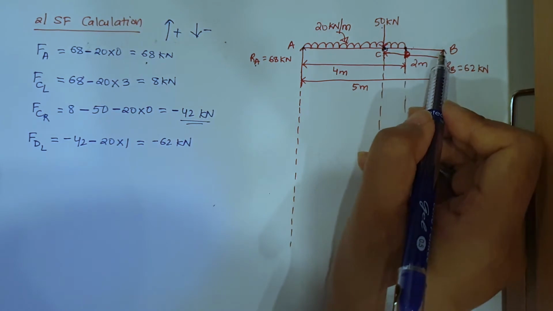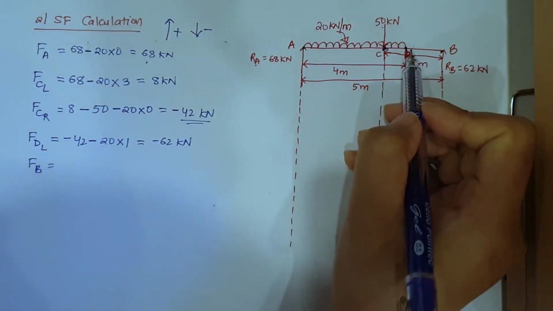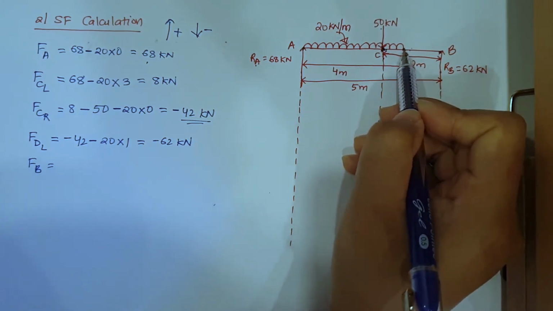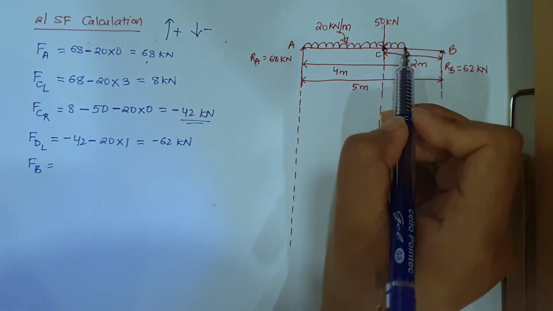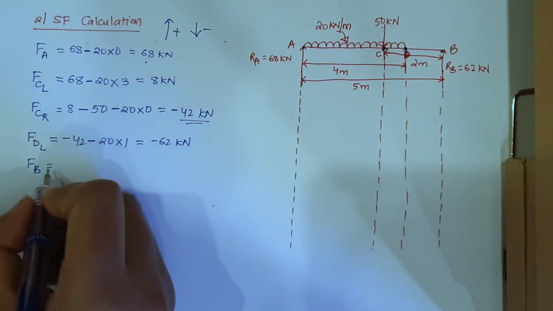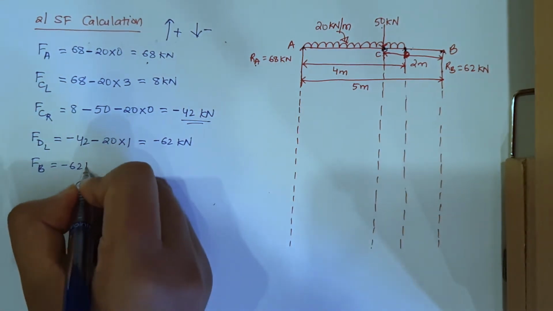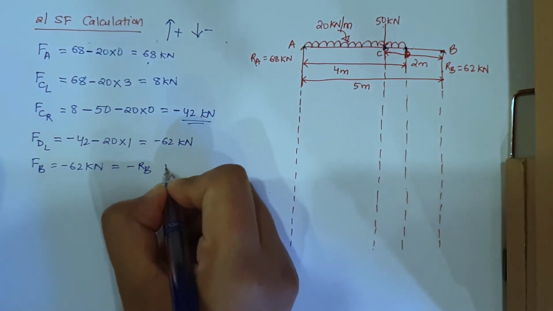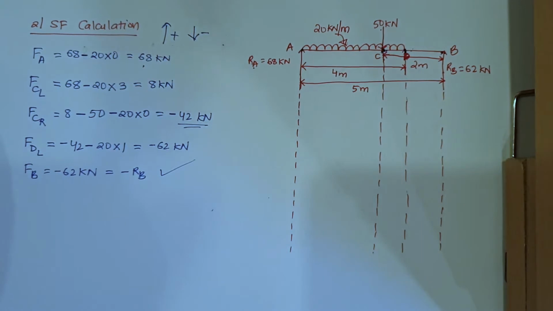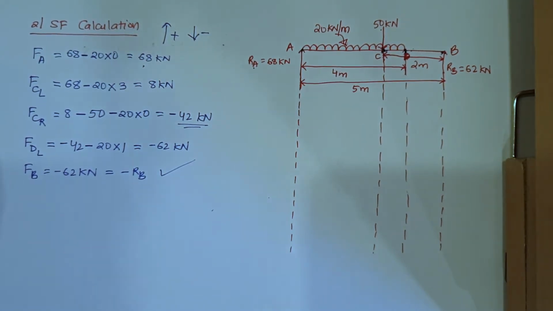Okay, now we will find force at B. So now look, is there any force acting from D to B? Is there any force? There is no force, so whatever came at D, how much came? Minus 62 came, the same will remain at B, so minus 62 kilonewton which is equal to minus RB. So our calculation of shear force is correct till here.